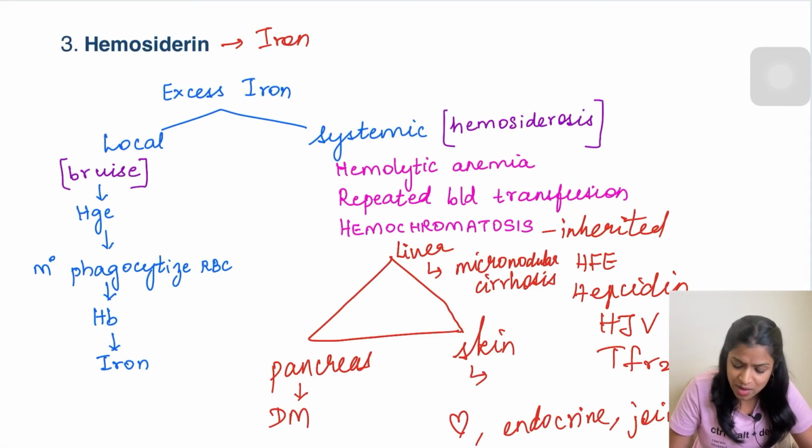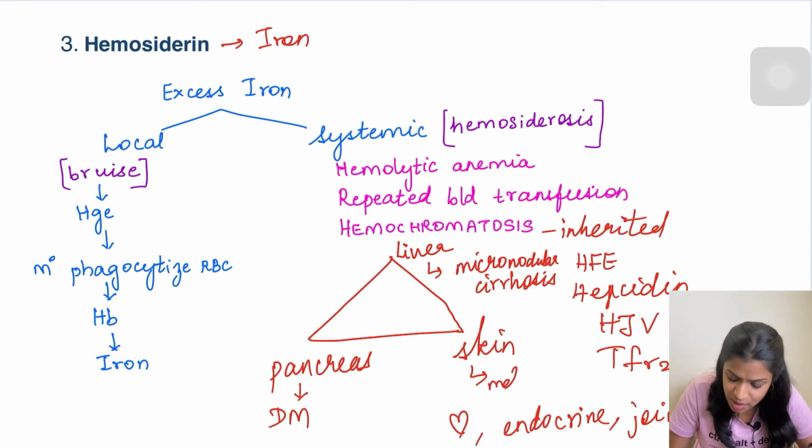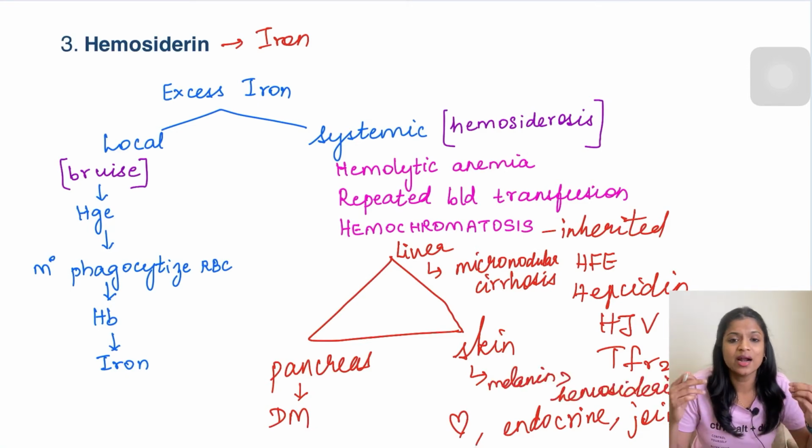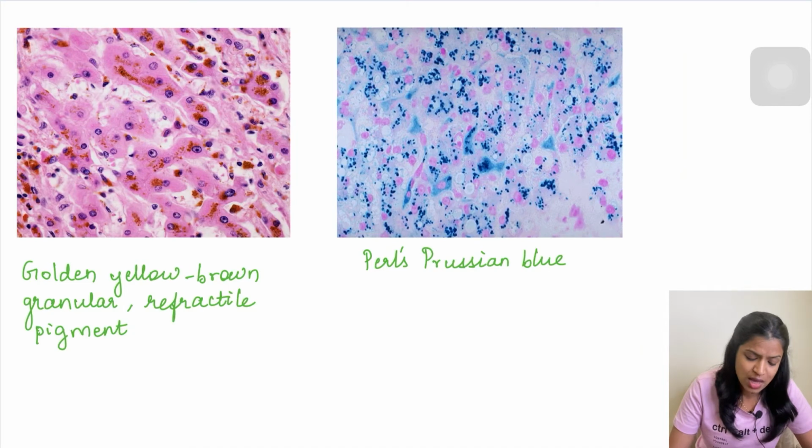And in skin, we can see deposition of a pigment which is basically a melanin pigment more than a hemosiderin pigment. Okay, so melanin more than hemosiderin accumulates in the skin, and that imparts a slate blue color to the skin. Okay, we'll see the picture of this in the skin pigmentation when we are speaking about melanin pigment.